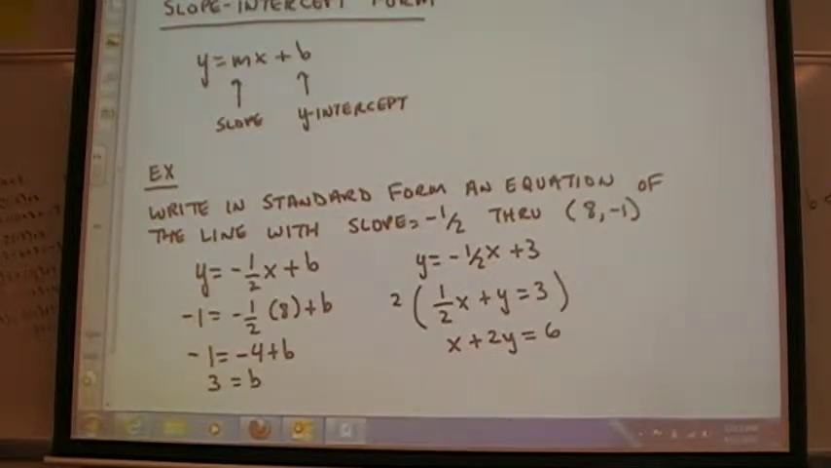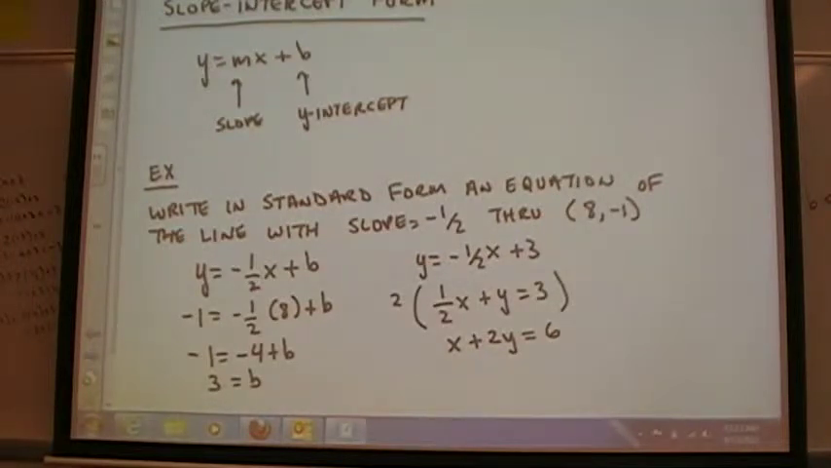All right, so we've already talked about standard form. The other form we're going to look at now is slope-intercept form, which is y equals mx plus b, where m is representing the slope of the line, and b is representing the y-intercept, where you're crossing the y-axis.